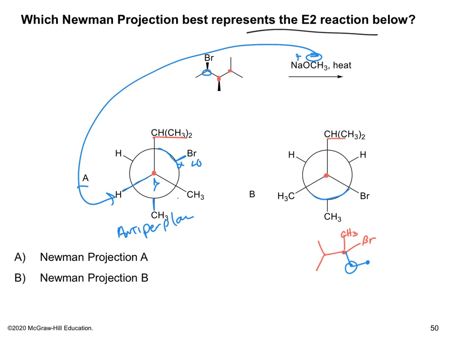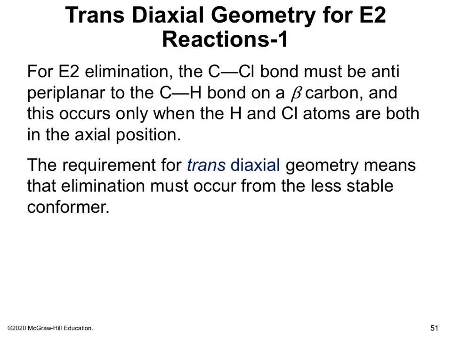So it has to be here. This is going to kick in there and those leave. So it has to be anti-periplanar to the leaving group. So Newman projection A. This is that trans-diaxial geometry. The requirement is trans-diaxial geometry for the elimination.